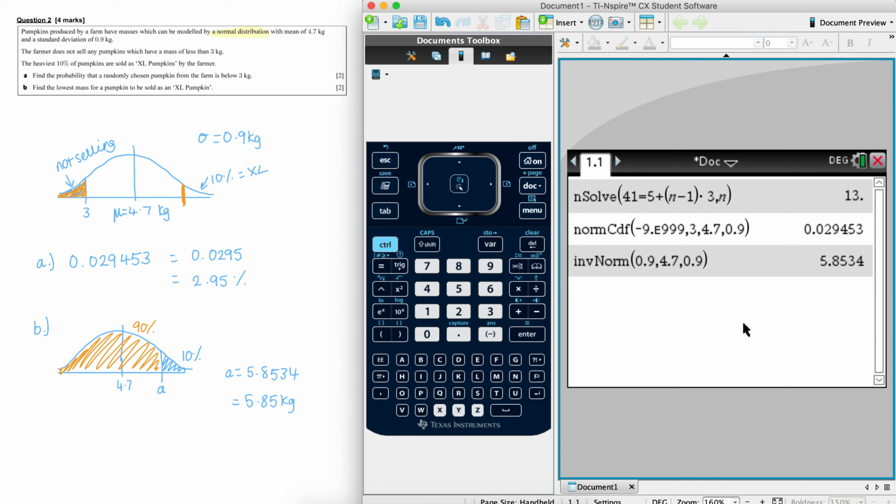So there's 2 marks for each. 1 mark is for the answer, correctly rounded, and the other mark is for showing some sort of working, which is either the diagram or by writing out what your upper bound and lower bound are, etc.